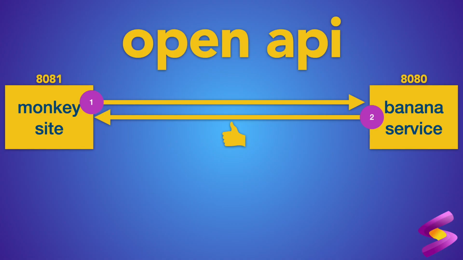Now let's get going. First let's talk about open APIs. We simply have a site that wants to connect to a service. So in this case, we'll say that we have a monkey site that wants to connect to a monkey service.